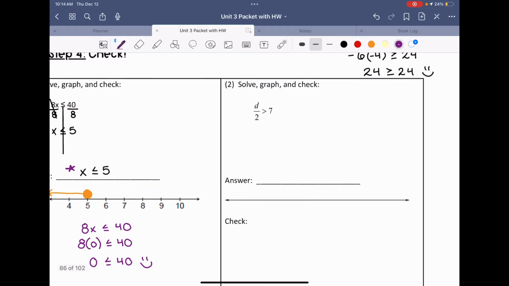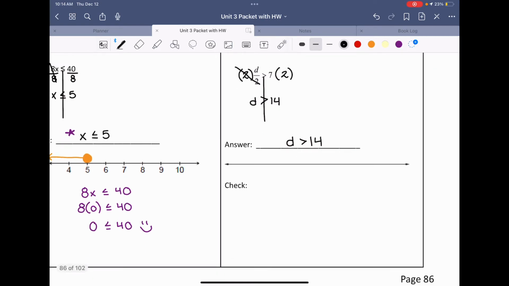Let's try another one. I have d divided by 2 is greater than 7, so I'm going to take my symbol, draw a line. I have division by 2, so I have to do the opposite, which is multiplying, so times 2 on both sides. The 2's cancel. I'm left with d is greater than 14. So that's my answer. Make sure you're not changing your symbol to an equal sign.